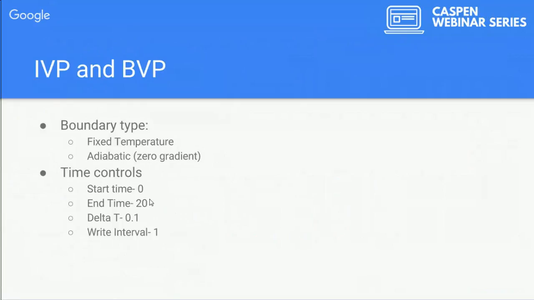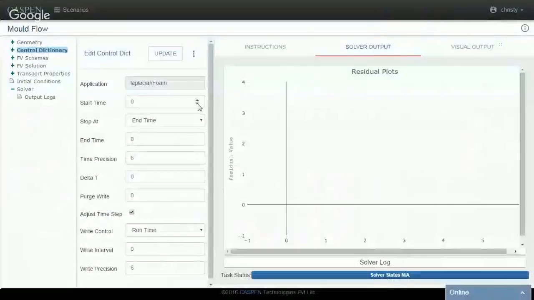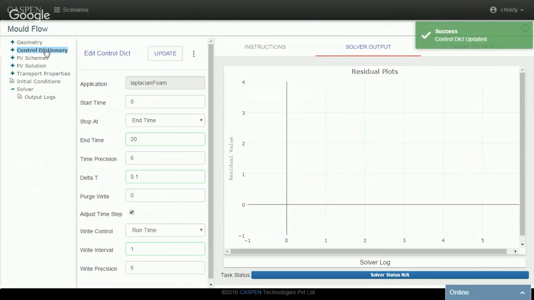So we will quickly input these values. So we keep the start time as 0. We keep the end time as 20. We will leave it, and I will want to write my results every 1 second. So after this has been inputted, we shall click on update, and we will complete updating the time controls.